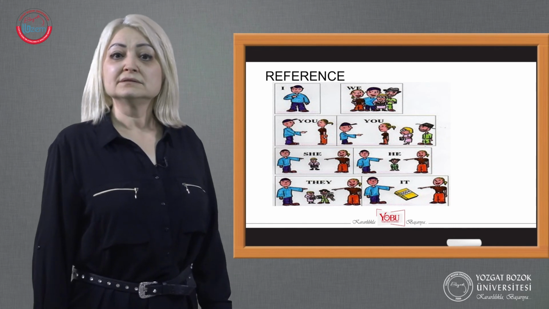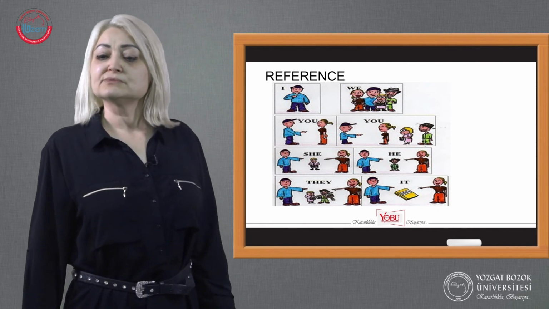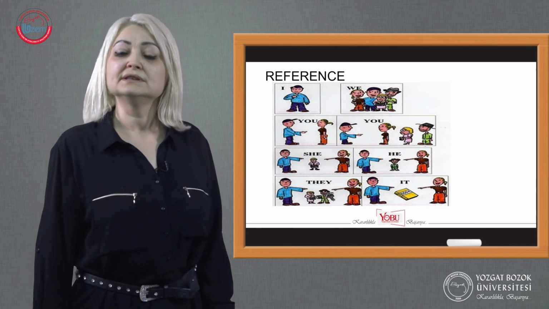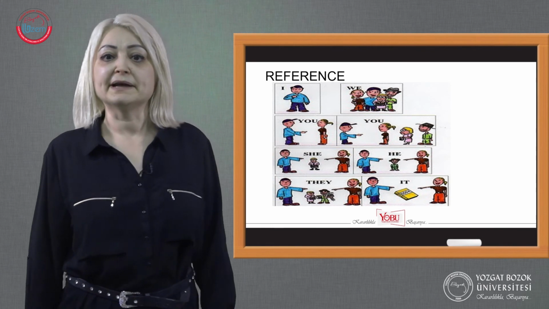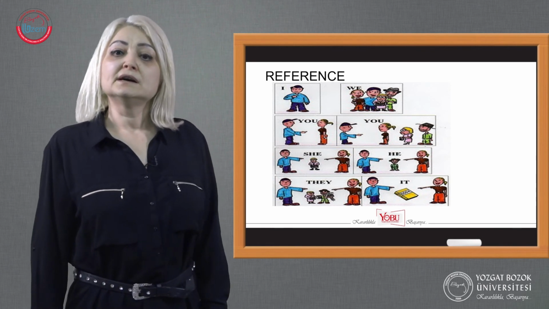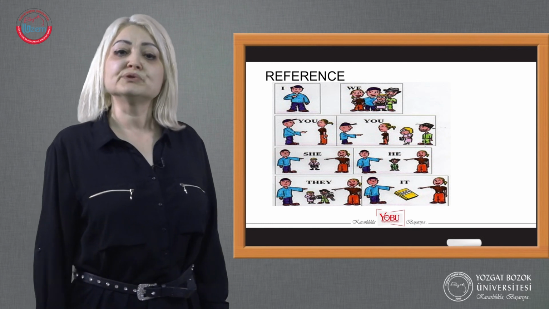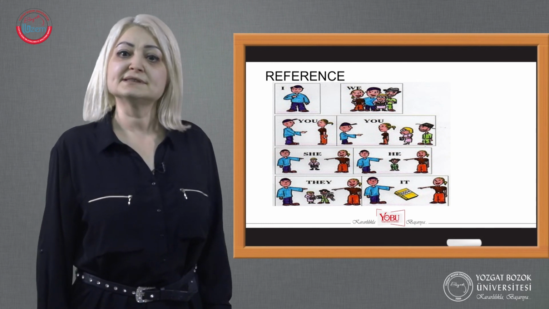John, what reference can we have for John? She again? No, he, because John is male, not female. You can continue thinking about these pronouns as a reference.